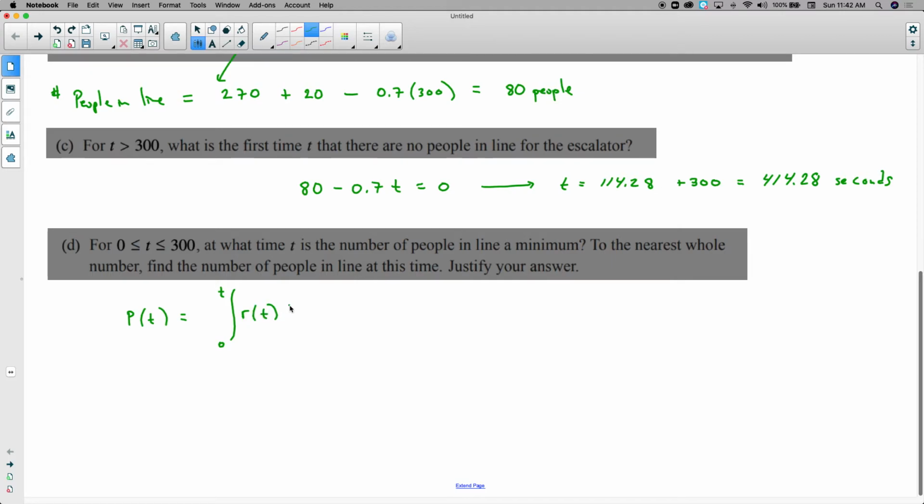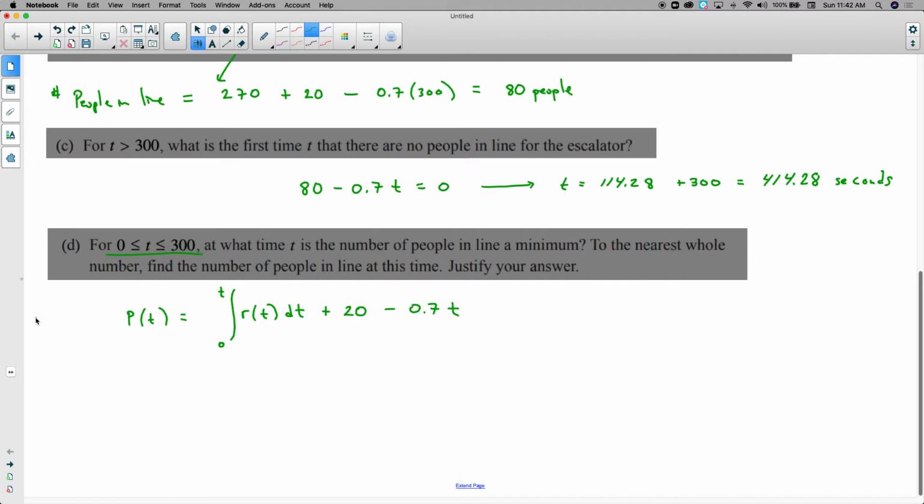I'm not going to rewrite it, dt. And we're talking about just the top half of that piecewise function as that's the interval we're looking at. Okay, so then that's the number of people who have joined the line after t seconds. Then we have the 20 people in there that started in line. And then we subtract from that the number of people who have left the line after t many seconds. Okay, so then that is our people in line calculator. And what we're trying to do is minimize that. At what time t is the number of people in line a minimum?